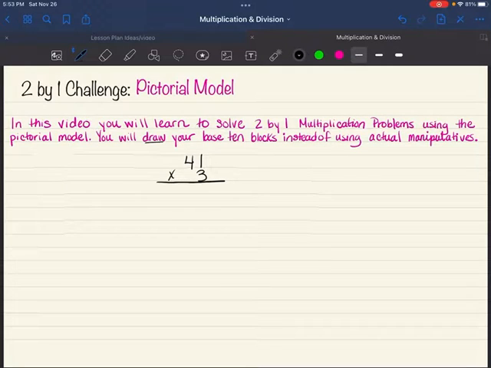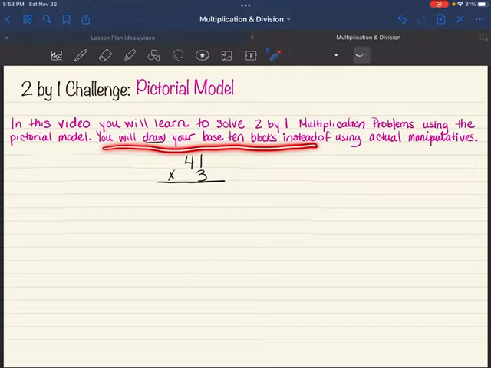In this video, you will learn to solve 2-by-1 multiplication problems using the pictorial model. You will draw your base 10 blocks instead of using actual manipulatives. So, let's think about how we can use place value to help us solve this 2-digit by 1-digit multiplication problem.